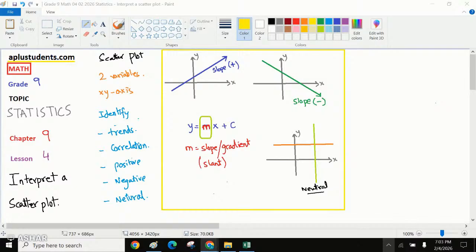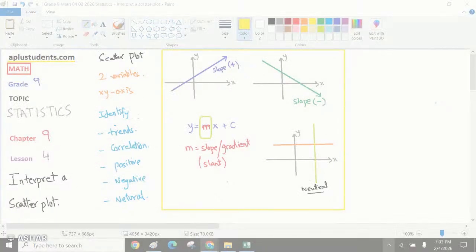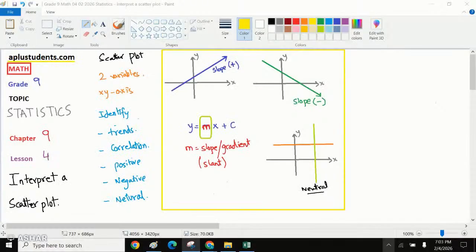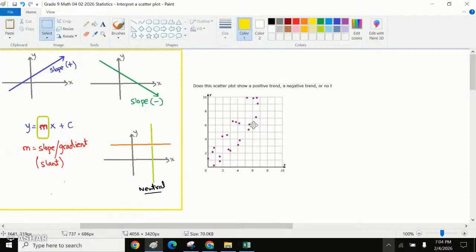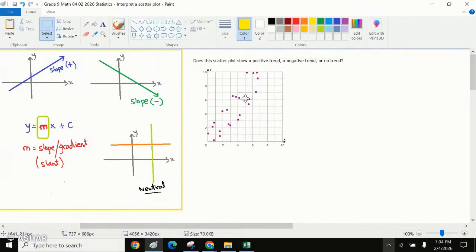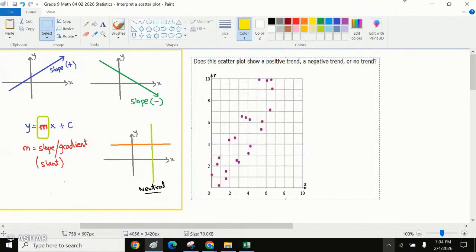And correlation can be used as a trend also. They use the word trend sometimes, okay? So correlation and trend would be the same thing. In a scatter plot, let's see if we have a scatter plot. Let's see what we can do over here.